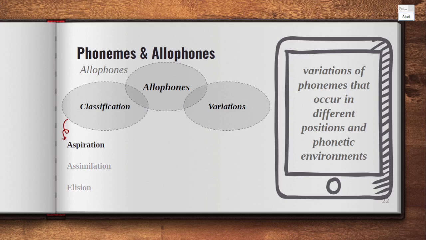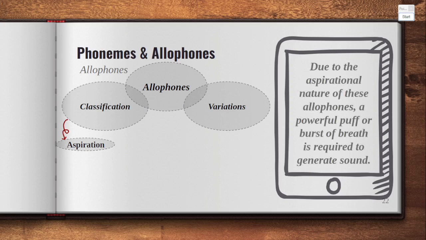Then we have aspiration. Due to the aspirational nature of this allophone, a powerful pause or burst of breath is required to generate sound. That means that an aspiration is a kind of explosion of the consonants when we make an emphasis at the moment of pronouncing that consonant.